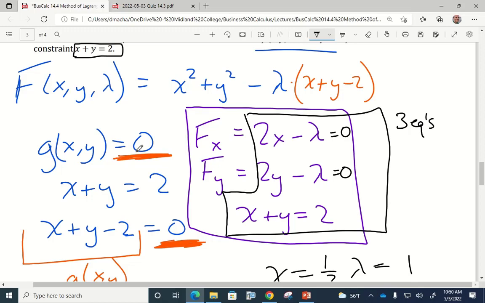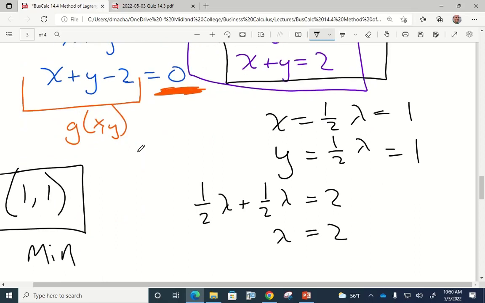You can do the same rearranging to find that y is equal to 1/2 lambda. But if x is 1/2 lambda and y is 1/2 lambda, then I can make the substitution 1/2 lambda plus 1/2 lambda equals 2. Half lambda plus half lambda is just lambda. So this tells me that lambda must be equal to 2. If lambda is equal to 2, and x is 1/2 times 2, then x is 1. And if y is equal to 1/2 times 2, then y is 1.